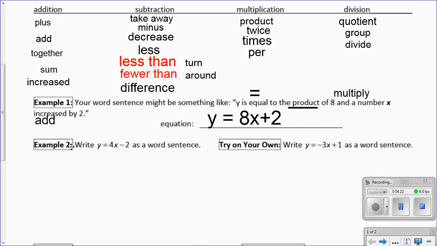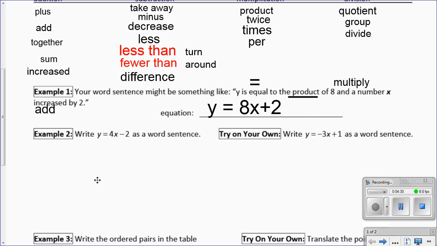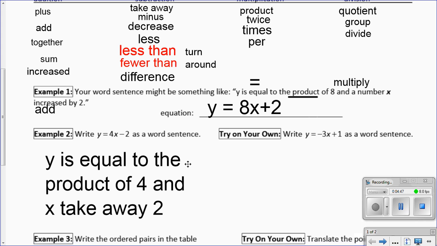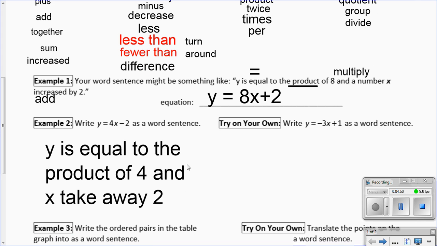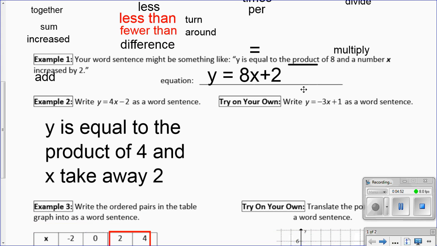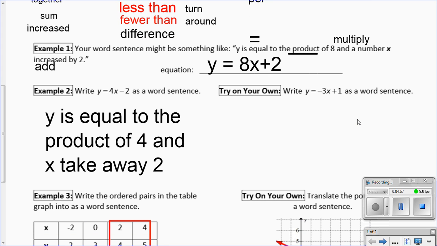Example 2, you have to write your own word sentence, and this can be very different than what I get, depending on the words you use. I'm just looking at the equation, and I have y is equal to 4 times x. I need to say something about that, so I can say 4 times x. Or I can say the product of 4 and x. Take away 2, or 2 less than the product of 4 and x. Like, there's so many different ways you can say it. Alright? So this one you're going to try on your own. And we will go over the different options that you guys have and make sure it makes sense.